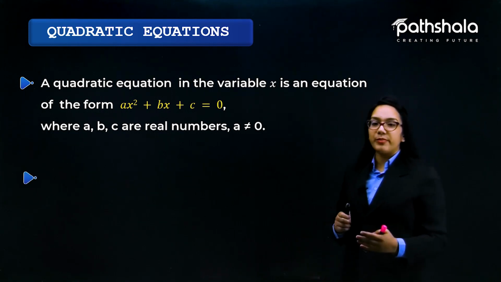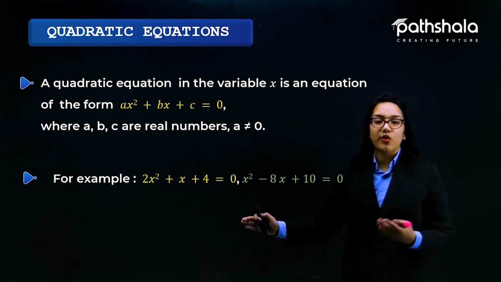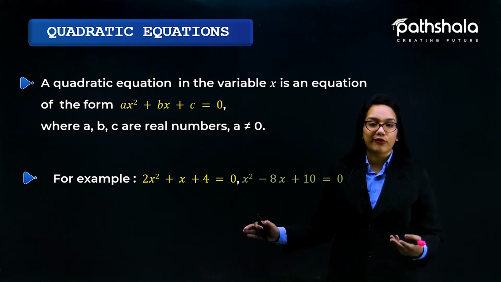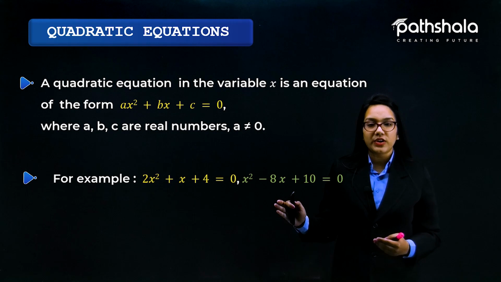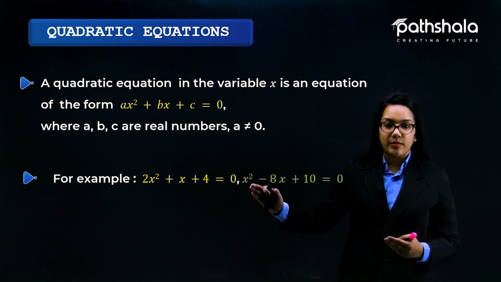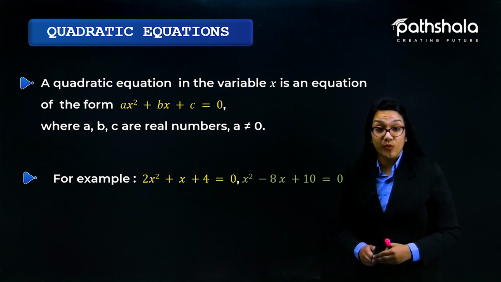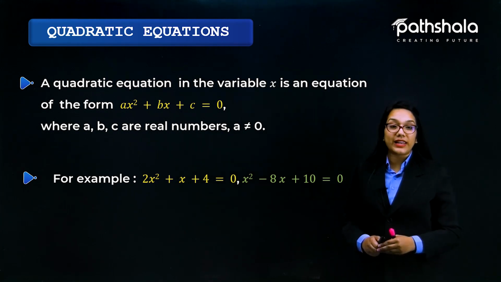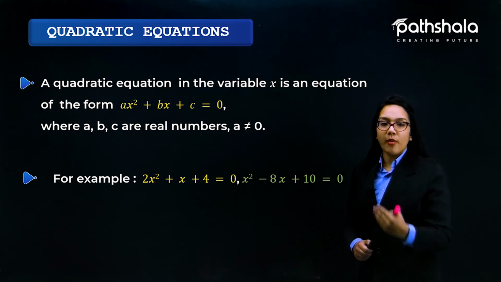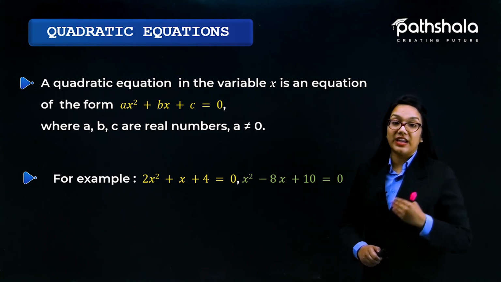Let's see some examples related to it. If we are talking about 2x square plus x plus 4 is equal to 0, obviously the highest degree of the variable x is 4. Again, in this equation, x square minus 8x plus 10 is equal to 0, the highest degree of the variable x is 2. Then this is called a quadratic equation, because we have a sign of equality within and there is an LHS and an RHS. So such an equation is called a quadratic equation.